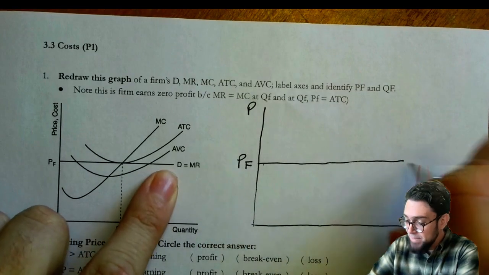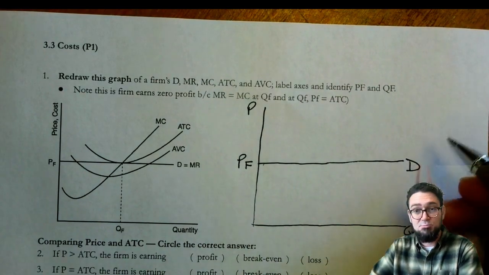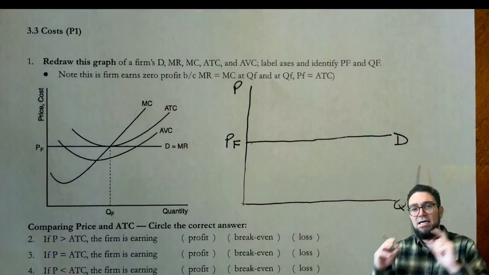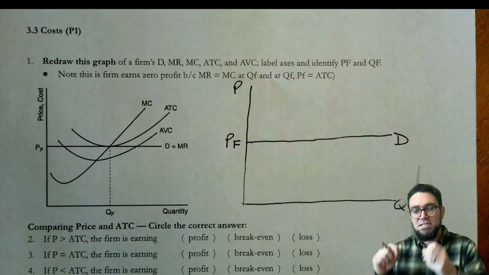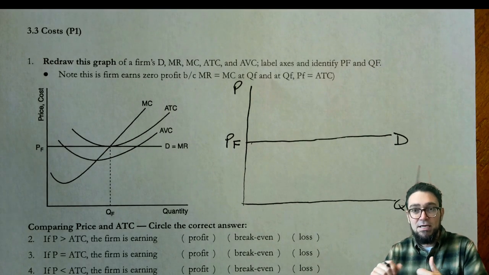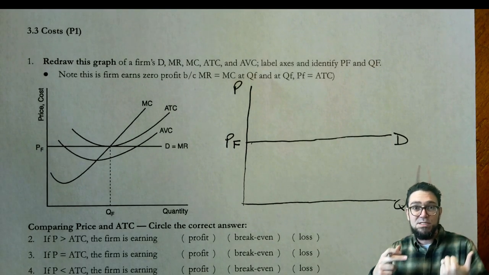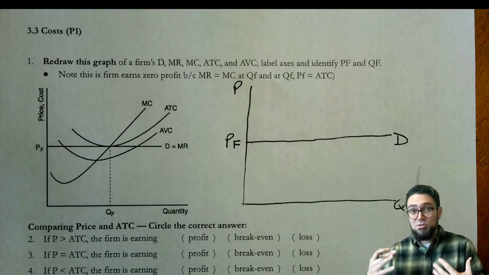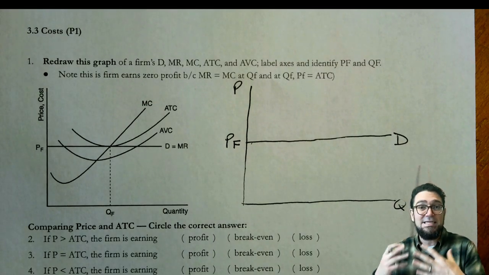Now, this is the demand for this firm's products. It's perfectly elastic. And the reason why we would say that is because this firm, if they were to try to raise their price by even a penny, all their customers are going to go to the other firms that are in this market. So from the firm's perspective, the demand for their product is perfectly elastic.